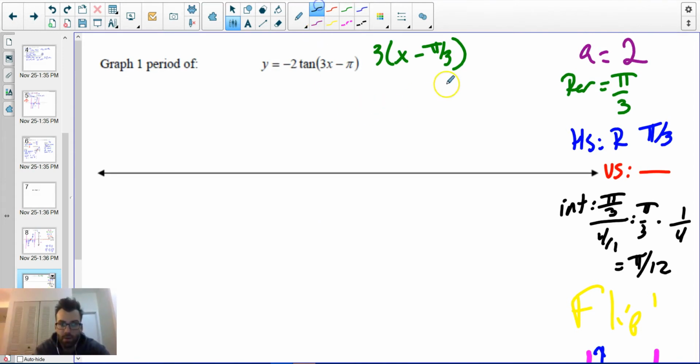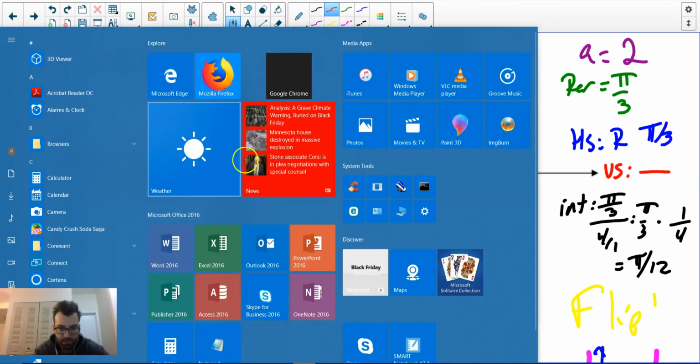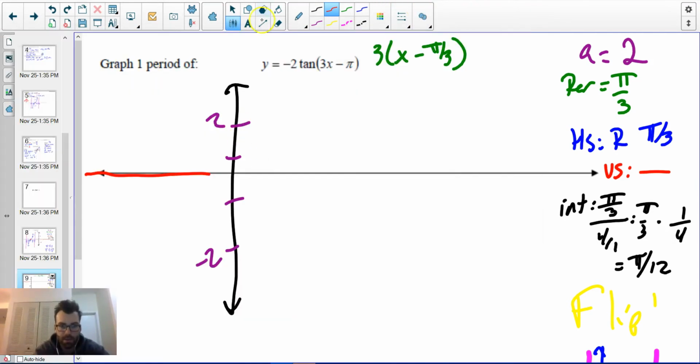Here we go. So I'm going right pi over 3, so I'm leaving myself some space here. All right, my vertical stretch was 2. Okay, what the heck just happened there? No vertical shift. All right. My horizontal shift was right pi over 3, and we're going to give ourselves some space here, so we're going to say that's about pi over 3. Okay, so that's my middle point.